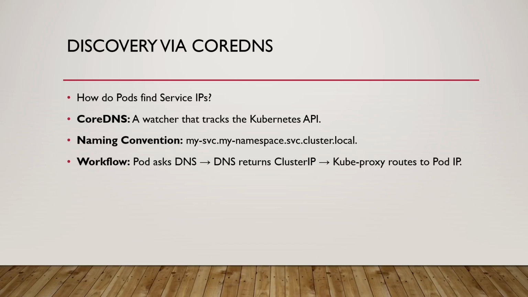So the naming convention is like myservice.mynamespace.svc.cluster.local. Here you can also take your own domain name. Okay, this is just the default one. So the workflow will look like this: the pod asks the CoreDNS for a DNS lookup, DNS returns the cluster IP, and it's sent to kube-proxy to route to the pod IP.